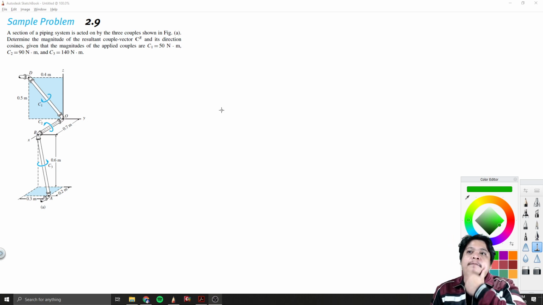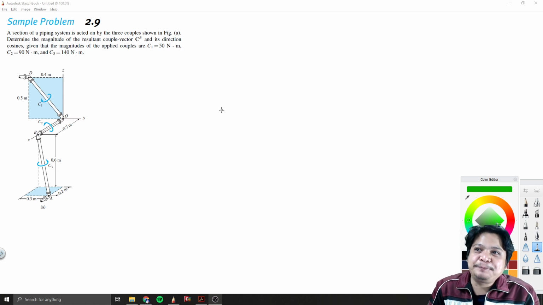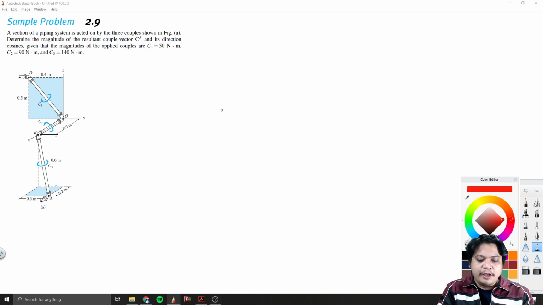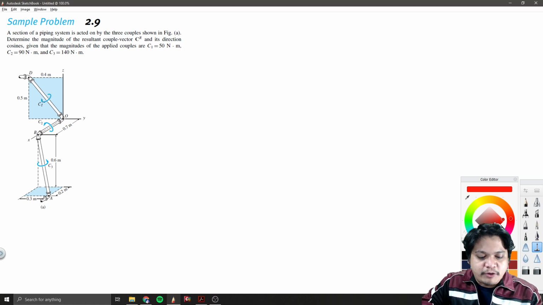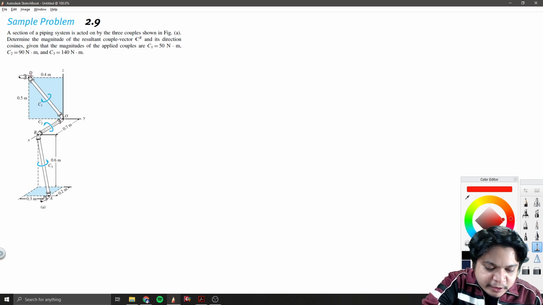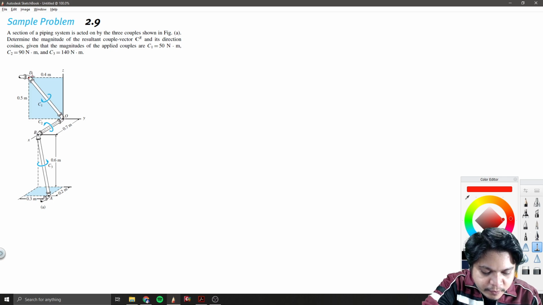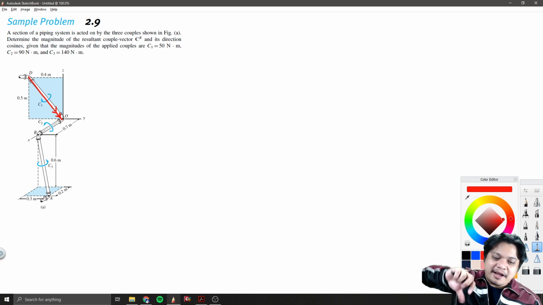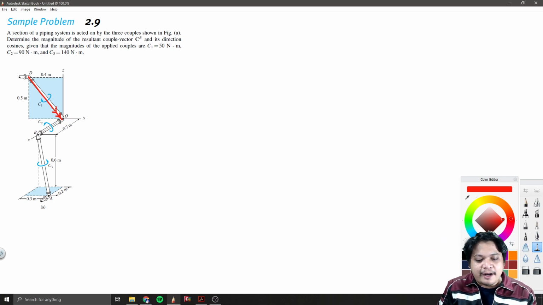Okay. Dito, pinakamaganda niyan, tingnan natin kung paano nag-a-act yung ating mga couple. Yung C1 natin, pag ganito siya, paikot. Okay. So, dapat yung pinaka force vector ko, pag ganun. Okay? Right thumb rule, pababa. Okay. How about this one?